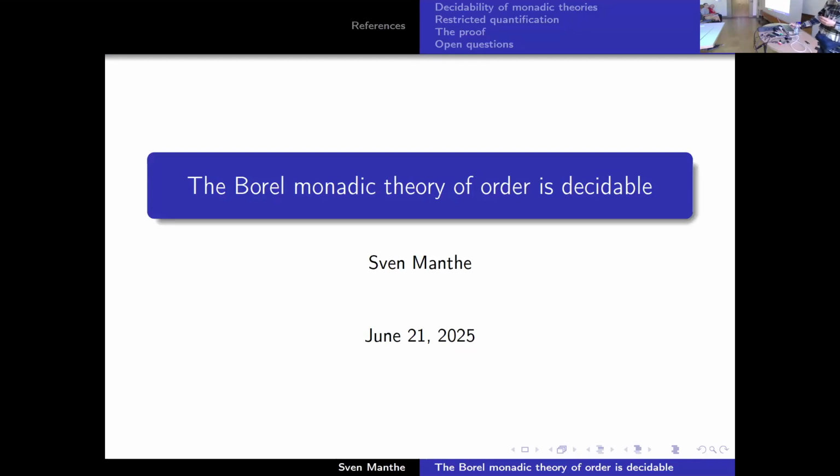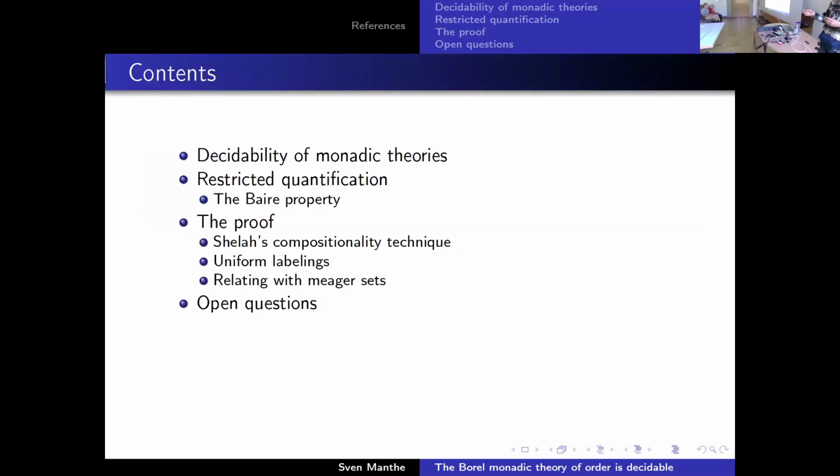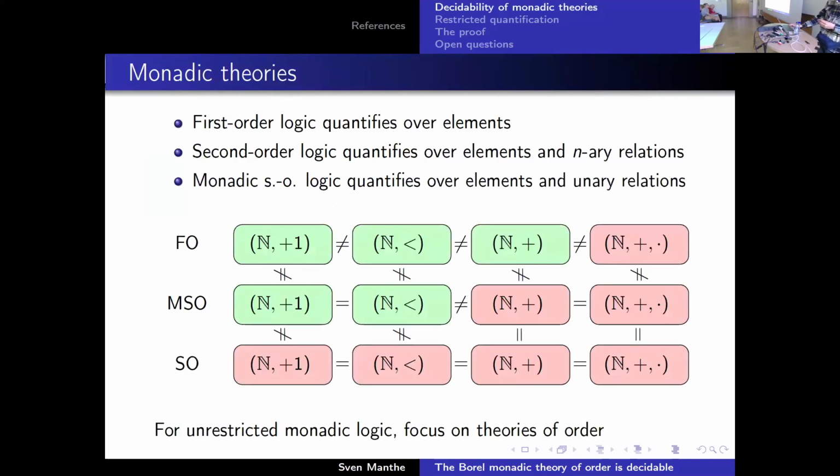As mentioned, I want to talk about the Borel monadic theory of order of the reals. First, I want to give a bit of context and talk about the decidability of monadic theories in general, and then why we need, in particular, to go to Borel sets here. It turns out that the main feature of Borel sets we use is the Baire property, so I will expand on this and also talk a bit about the proof, and if time permits, also discuss some related questions.